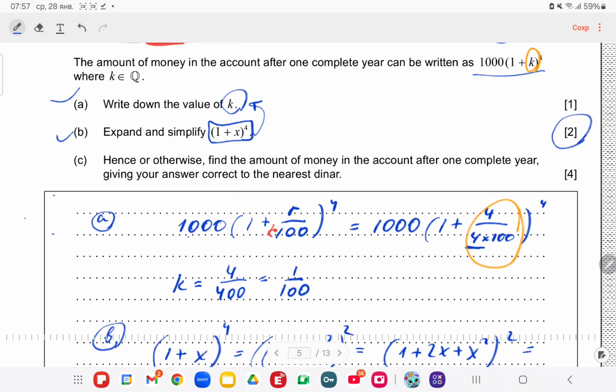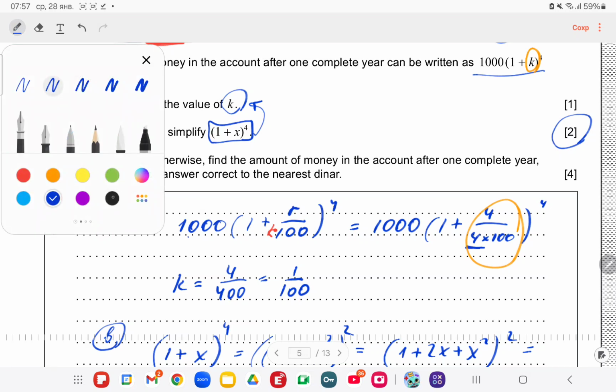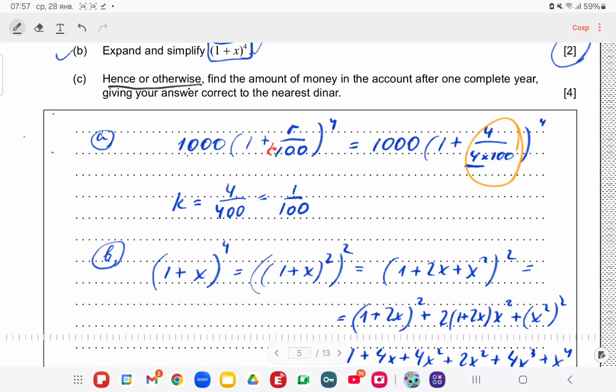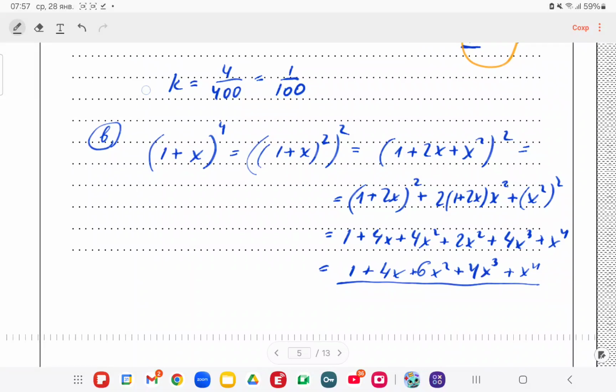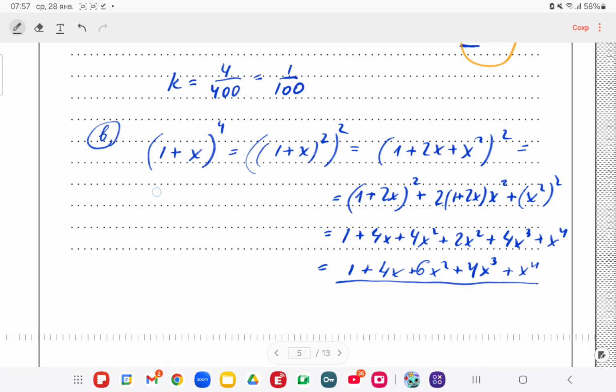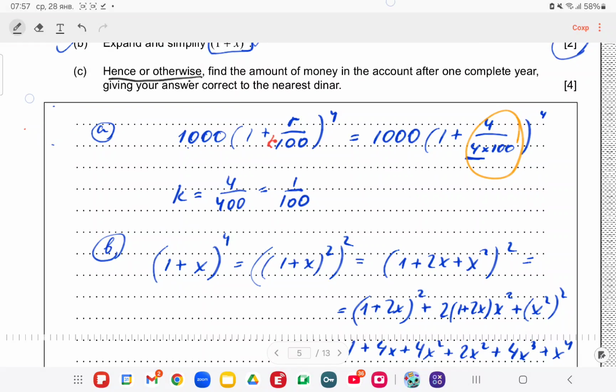Now let's turn to part C. Hence or otherwise. So this is a tricky word. Hence or otherwise means using the previous step or somehow else, find the amount of money in the account after one complete year, giving your answer correct to the nearest dinar. Okay, so how to find this amount using the previous step? How to use the previous step? This is the question.